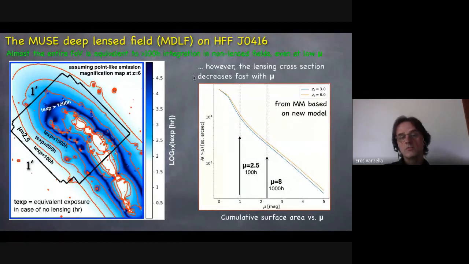Of course, lensing is decreasing a lot the volume probed, the effective area that is probed, and this is the cumulative surface area versus mu. And here you see how this area is going down rapidly. So from one point of view, we can probe very faint objects and very small scales, but we are probing a much smaller area, of course.